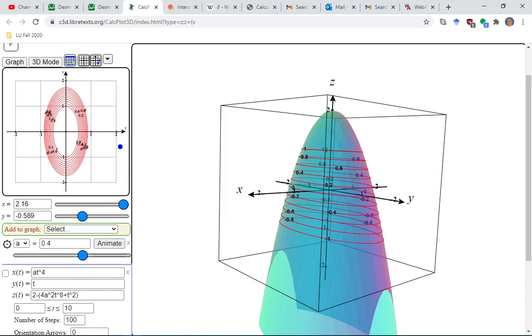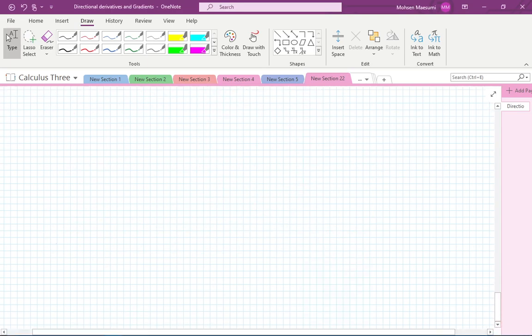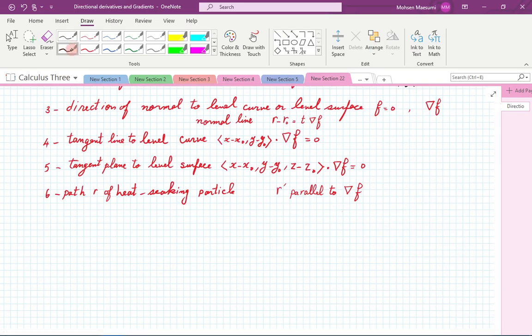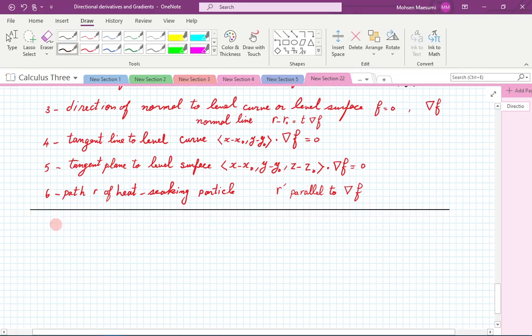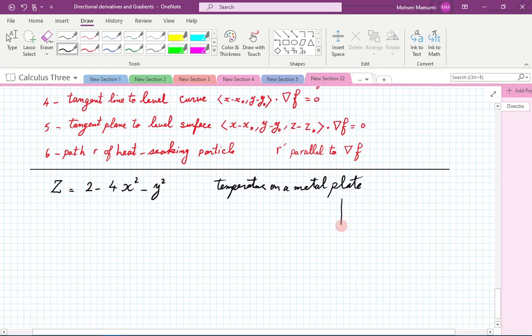Okay, let's go back here. So we have a rather simple function here. We are going to take examples of these topics and see how we are going to attack it. So suppose I have z equal to 2 minus 4x squared minus y squared. So what is this? This is a temperature on a metal plate. What does this look like? We drew the picture for it.